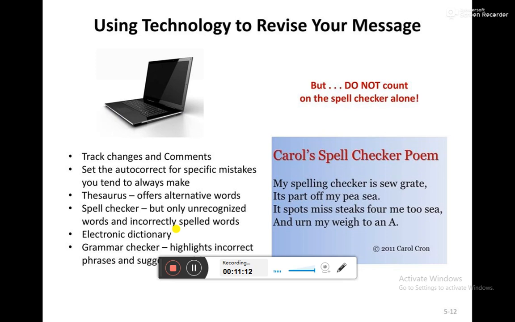In the next slide, we talk about using technology to revise your message, and we will have a good discussion over it. When it's time to revise and polish your message, be sure to use the revision features in the software to full advantage. For instance, revision tracking means looking for a feature called track changes or something similar, and commenting shows proposed editing changes and provides a history of a document's revisions.